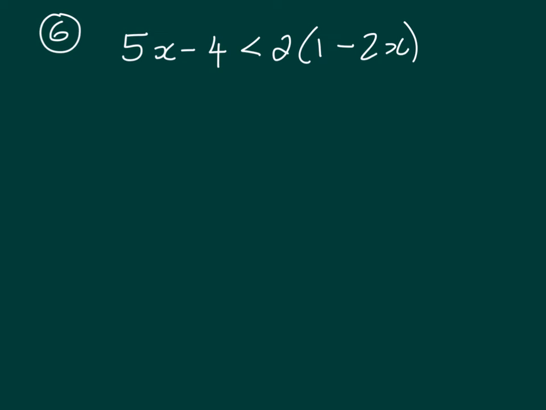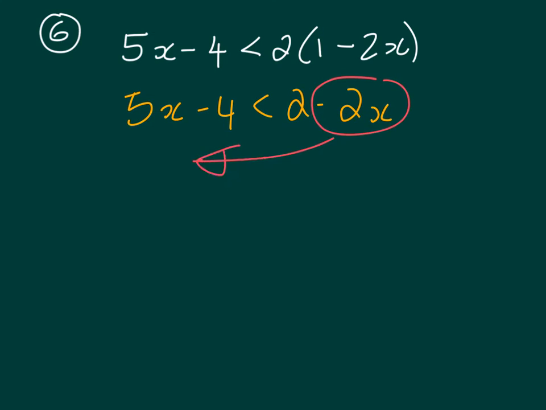Question 6, solve the inequality. Not much we can do on the left hand side. Right hand side we can remove brackets. Now we're going to take the -2x over, and we're going to take the -4 over, and we're going to solve it to get x is less than something.